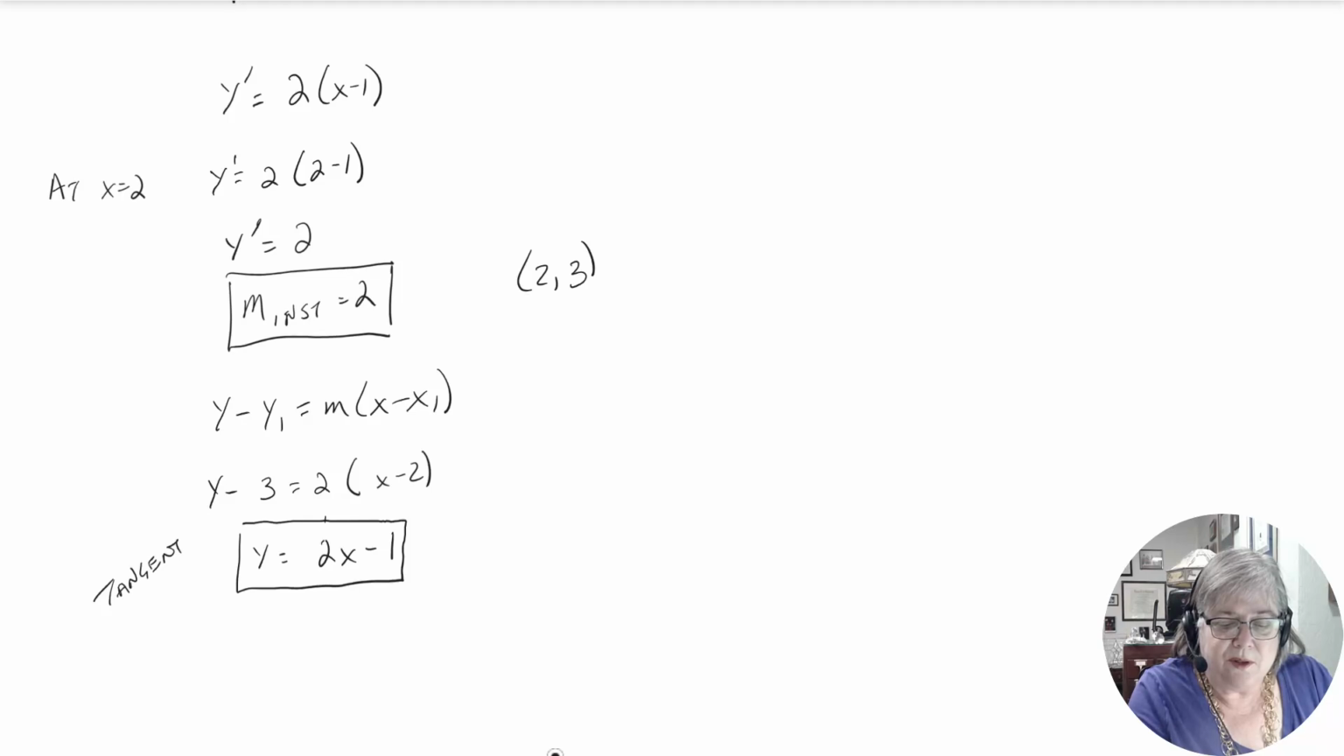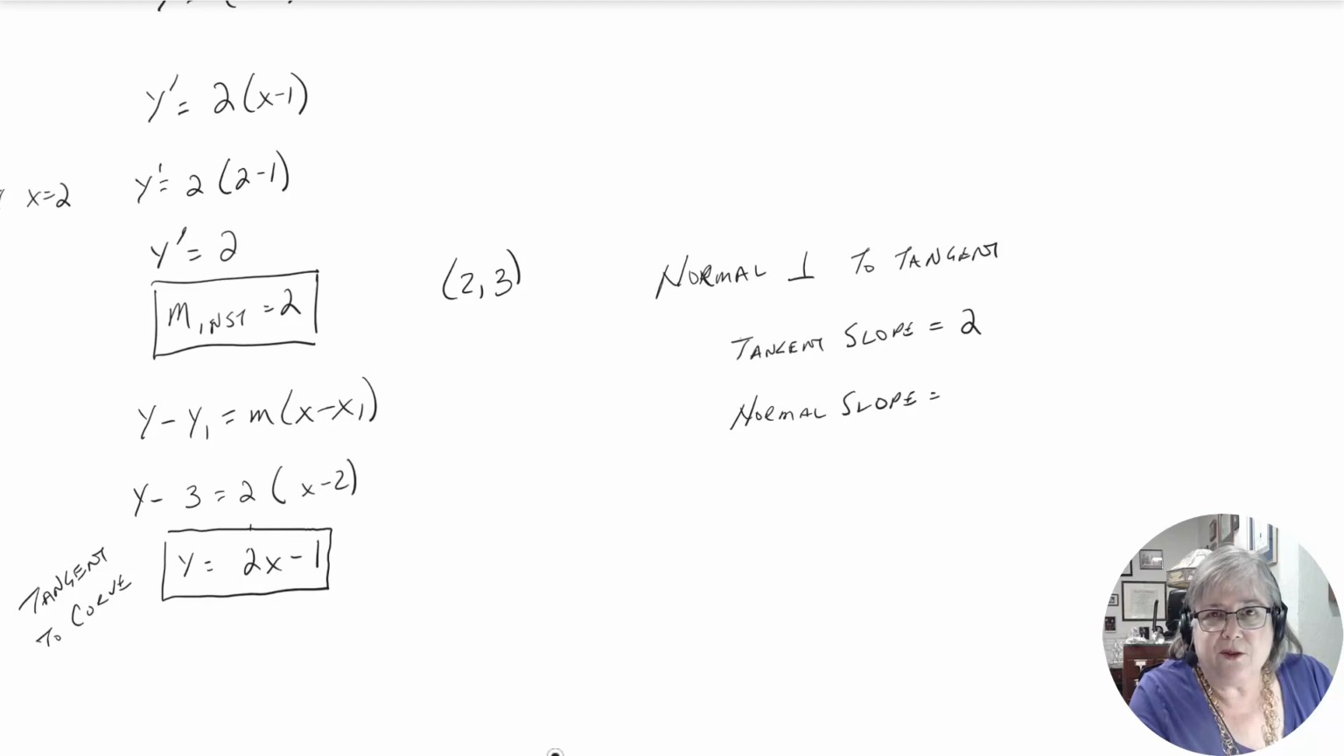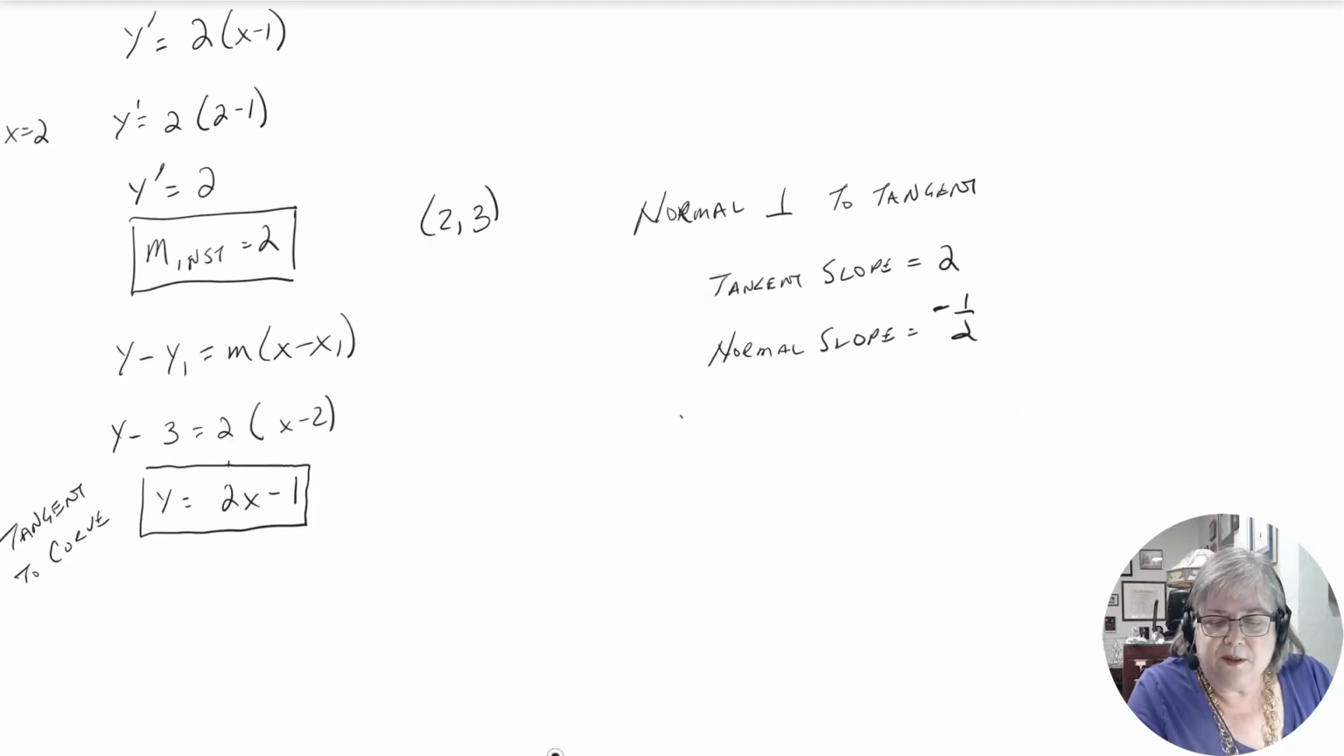Sometimes they ask you about the normal to the curve. And if they want the normal, it is perpendicular to the tangent. Right. So if the tangent slope is 2, the normal slope is you flip it and you change the sign. But then you would use that same y minus y1. So substituting that in, you'd have y minus 3 is negative 1/2 times x minus 2. So y turns out to be negative 1/2 x plus 4. And this would be the normal.